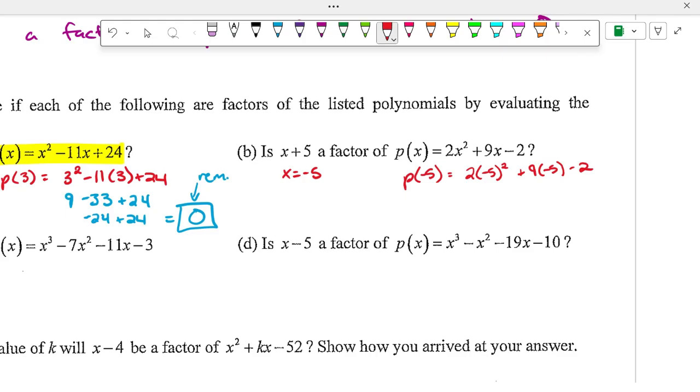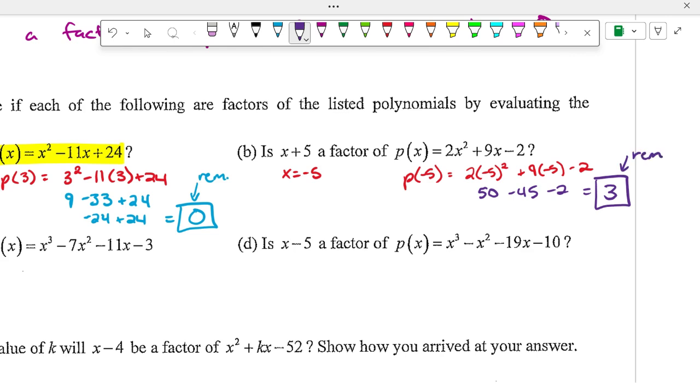So what's negative 5 squared? 25 times 2. So this is 50. What's 9 times negative 5? Negative 45. And then minus 2. So 50 minus 45 is 5. Minus 2 is 3. So 3 is our remainder.